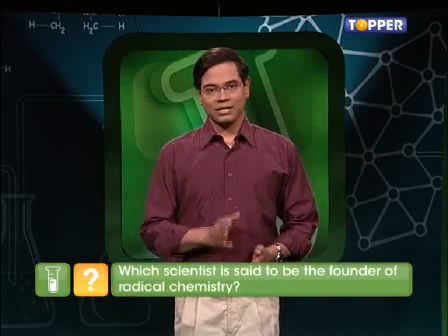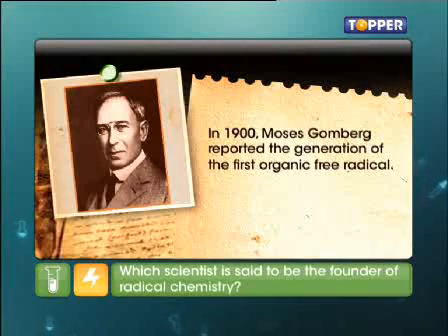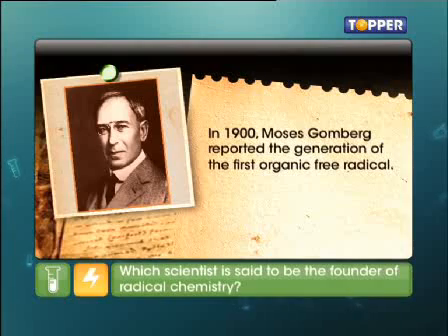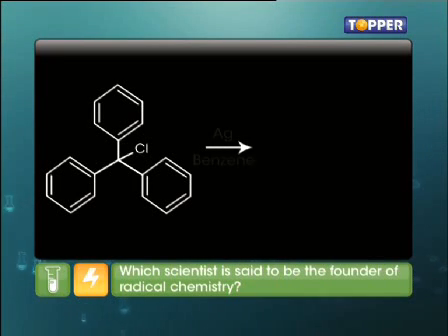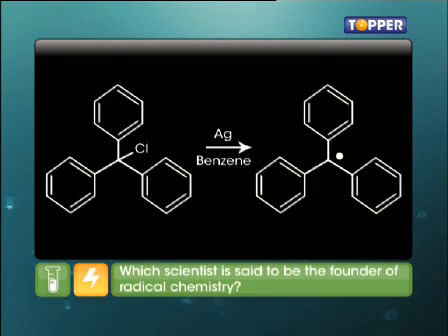Before the break, I had asked you to identify the scientist who is said to be the founder of radical chemistry. And the answer is Moses Gomberg. In 1900, Moses Gomberg reported the generation of the first organic free radical, the triphenyl methyl radical. The radical was formed by reacting triphenyl chloromethane with silver metal in benzene. He is therefore known as the founder of radical chemistry.